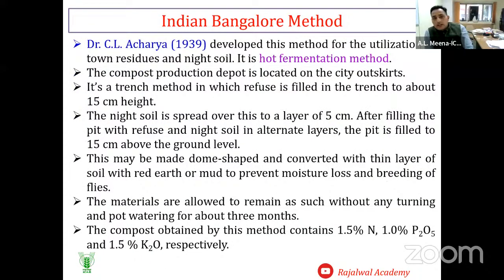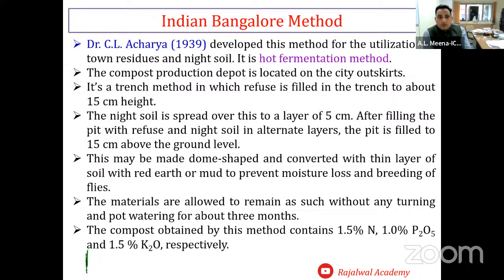So if we talk about the Indian Bangalore method, this was developed by C.L. Acharya for utilization of the town residues and night soil generated from the towns. It is a hot fermentation method. In this method, the compost production depot is located on the city outskirts. It is a trench method, in which the refuse is filled in the trench to about 15 centimeters high. The night soil is spread over this in a layer of 5 centimeters. After filling the pit with refuse and night soil in alternate layers, the pit is filled to 15 centimeters above the ground level. This may be made dome shaped and covered with a thin layer of red earth or mud to prevent moisture loss and the breeding of flies in the composting material. The material is allowed to remain as such without any turning and watering for about 3 months.